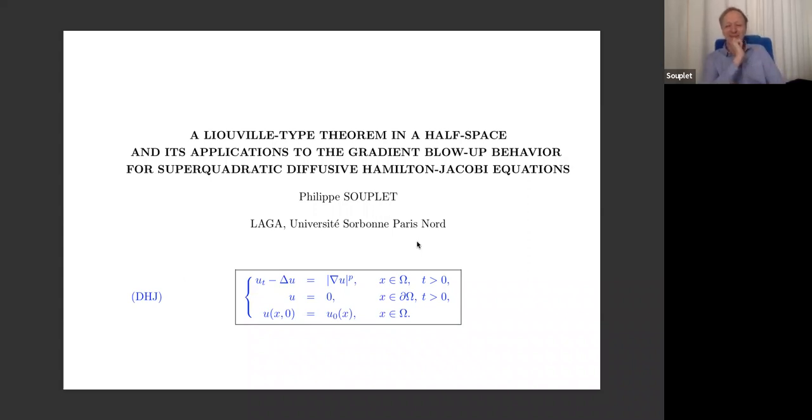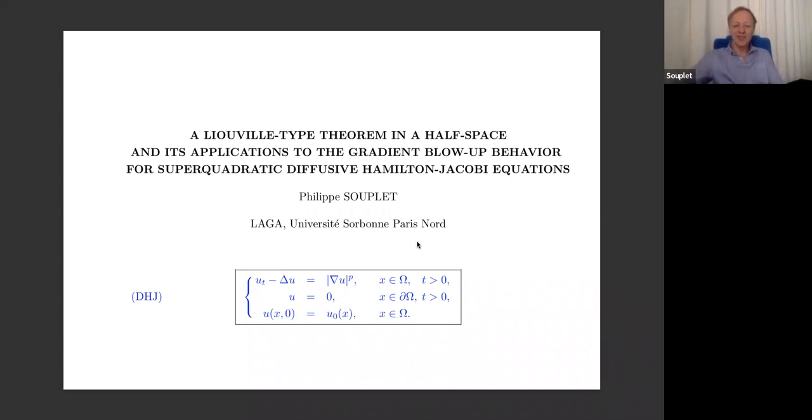And so maybe the title, I have decided to broaden a little bit the scope of the talk. Maybe it's better to give more background. Of course, I will discuss the Liouville theorem and its applications maybe in the second part of the talk. But before that, I would like to give a brief overview of the more general blow-up properties for this problem, because it's better to have it in context.